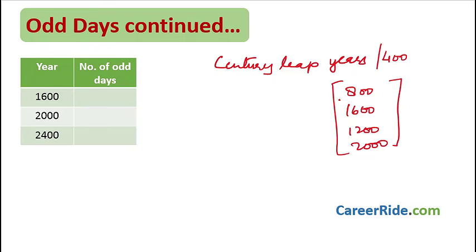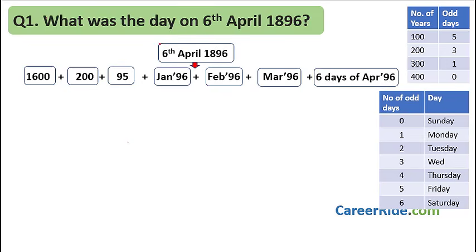And we just saw that in every century leap year, we have got 0 odd days, which means the year 1600 will have 0 odd days. 2000 will have 0 odd days. 2400 will again have 0 odd days. And if you just keep this much in mind, a lot of questions will become very, very easy for you to solve. Okay, now let us begin to solve some questions from this chapter.